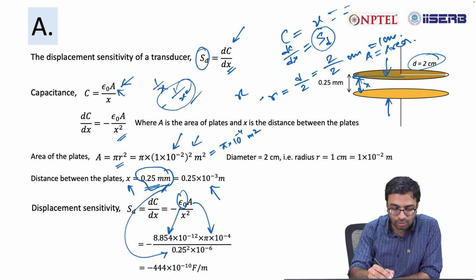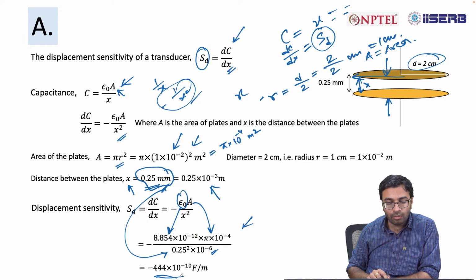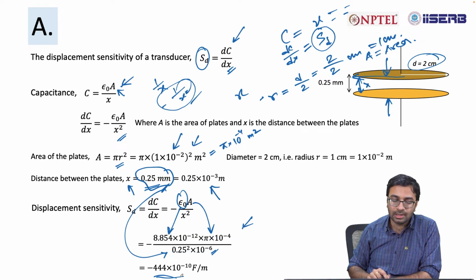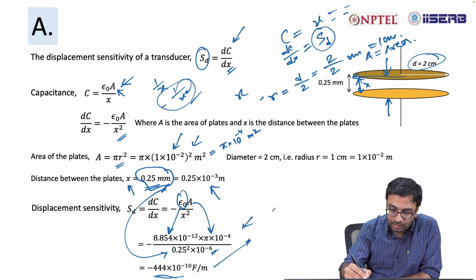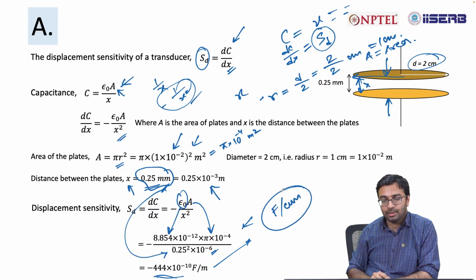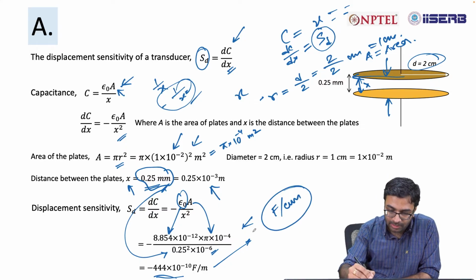It is x square. So, 0.25 square into 10 to the power minus 3 whole square, that is 10 to the power minus 6. Do this calculation, the answer will be minus 444 into 10 to the power minus 10 farad per meter. You can also calculate the value with farad per centimeter unit. Maybe in that case the value will be 444 picofarad per centimeter.